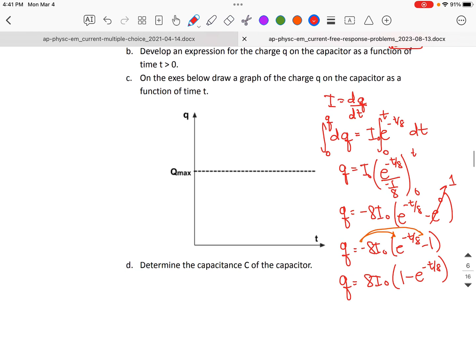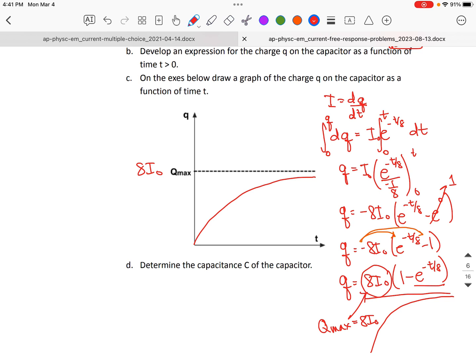Now, in this scenario, the negative e to the negative power is going to have an upward increasing graph. And generally it increases to 0, but because we added 1 to it and we're multiplying it by 8 I naught, it actually increases to some value of maximum charge. That maximum charge here is this right here. So this is 8 I naught. And you can calculate that value if you'd like to.